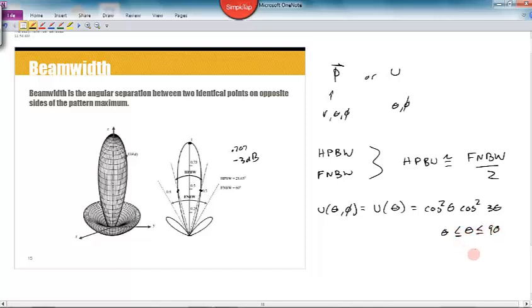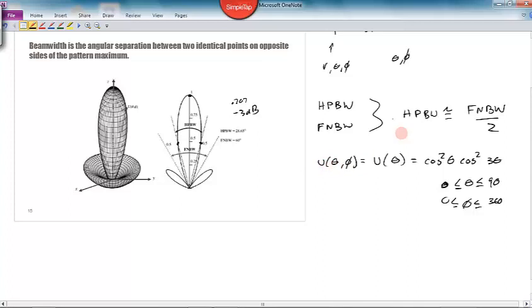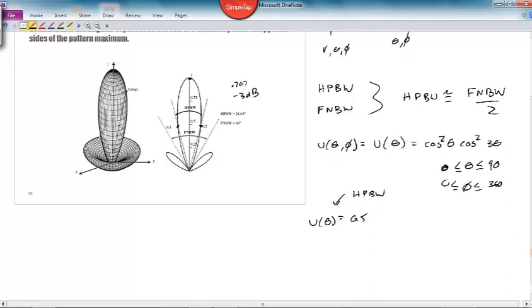And for all phi, that's a 0. Sorry, not a theta. So if I were wanting to find half power bandwidth, remember that this is in watts per steradian, so I can just go ahead and use this guy, and I can say U of theta is equal to 0.5. That's going to give me my half power bandwidth. Where does that occur for this function?